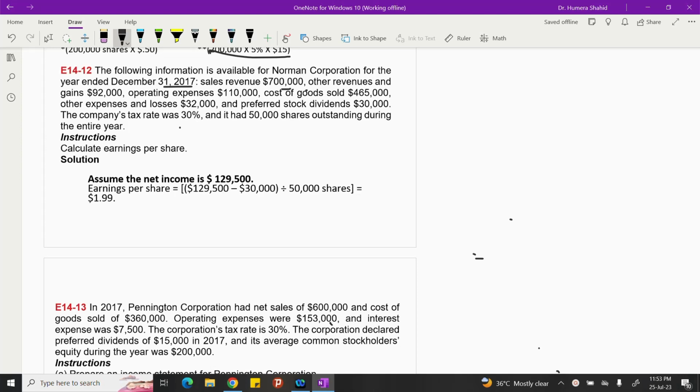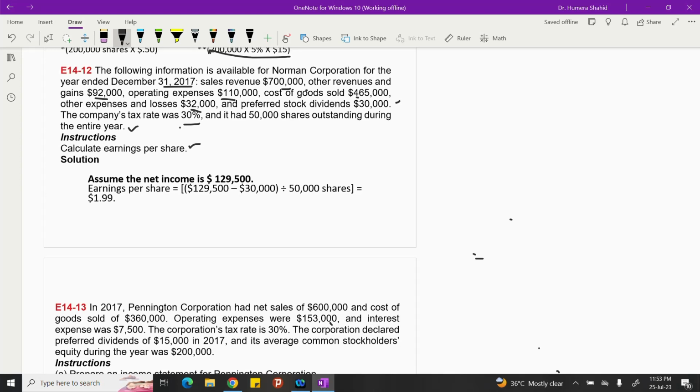We have sales revenue, other revenues and gains, operating expenses, cost of goods sold, and other expenses and losses. And preferred stock dividend is 30,000. The company tax rate was 30% and it has 50,000 shares outstanding during the entire year. What we are supposed to do is calculate earnings per share.